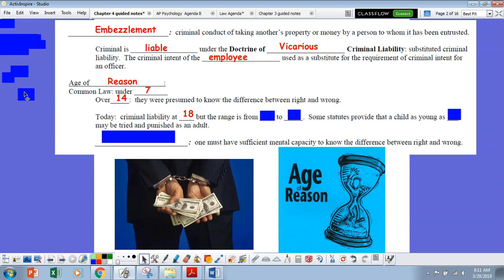Today, criminal liability is at 18, and the range can be anywhere between ages 16 and 19, depending on the state. Some statutes provide that a child as young as 7 may be tried and punished as an adult. And that's kind of extreme, especially when we talk about acts of violence and things of that nature. Criminal intent: one must have sufficient mental capacity to know the difference between right and wrong.